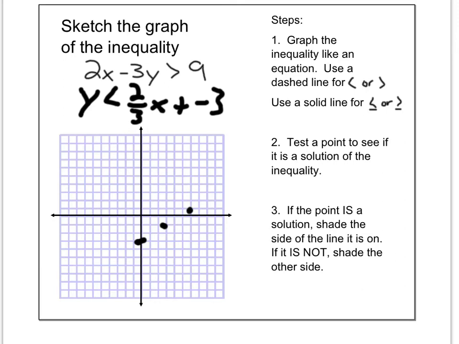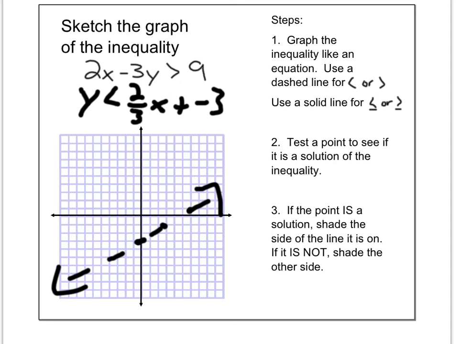Now, we need to pay attention when we make our line. This has to be a dashed line because we have a less than sign. So all I need to do is make little dashes. This is my favorite kind of line to graph because it doesn't even need a straight edge, really. We just make little dashes through there.